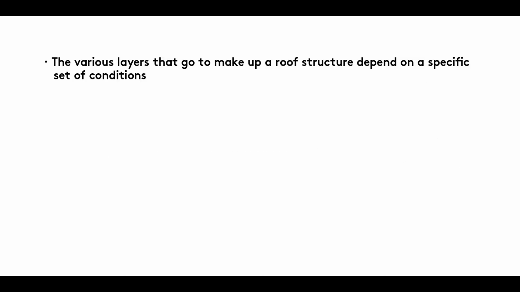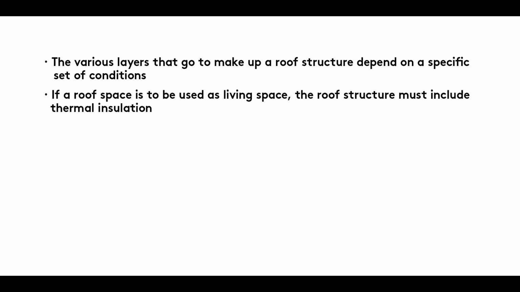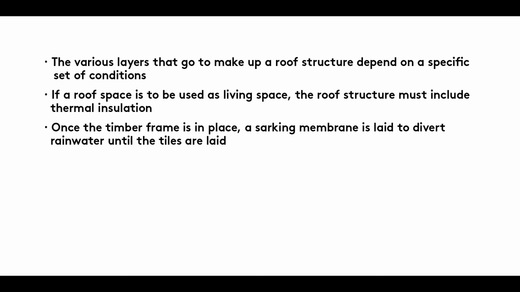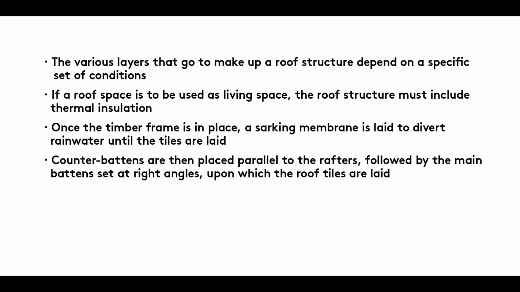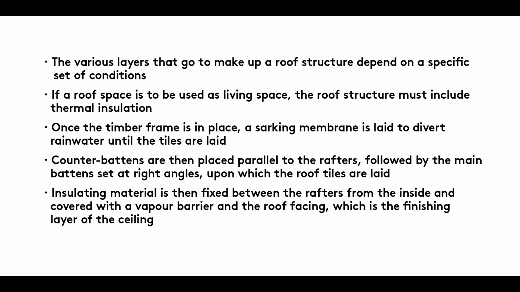Summary. The various layers that go to make up a roof structure depend on a specific set of conditions. If a roof space is to be used as living space, the roof structure must include thermal insulation. Once the timber frame is in place, a sarking membrane is laid to divert rainwater until the tiles are laid. Counterbattens are then placed parallel to the rafters, followed by the main battens set at right angles, upon which the roof tiles are laid. Insulating material is then fixed between the rafters from the inside and covered with a vapour barrier and the roof facing, which is the finishing layer of the ceiling.